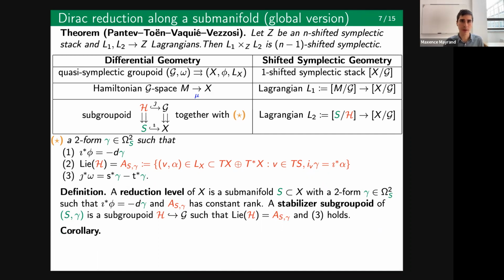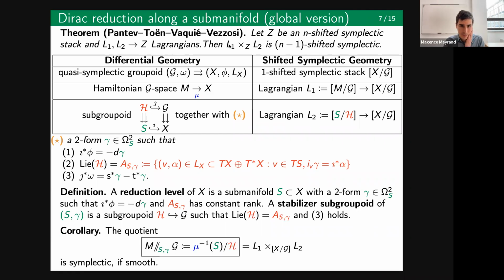A corollary of this theorem of Pantev, Toën, Vaquié and Vezzosi is that you can define this quotient of the preimage of S under mu by this stabilizer subgroupoid, because now we can interpret this quotient as an intersection of two Lagrangians in this one shifted symplectic stack. So this is zero shifted symplectic. In particular, if it's smooth, it's just an ordinary symplectic manifold. And if it's not smooth, we can at least say that it's a zero shifted symplectic stack.